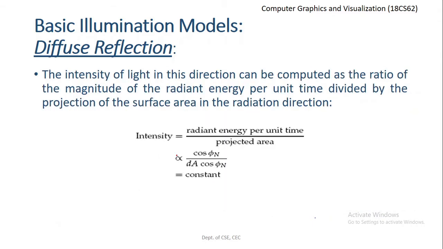Now, the intensity of the light in this direction can be computed as the ratio of the magnitude of the radiant energy per unit time divided by the projection of the surface area in the radiation direction. The equation for the intensity is equal to the ratio of the radiant energy per unit time divided by the projected area.